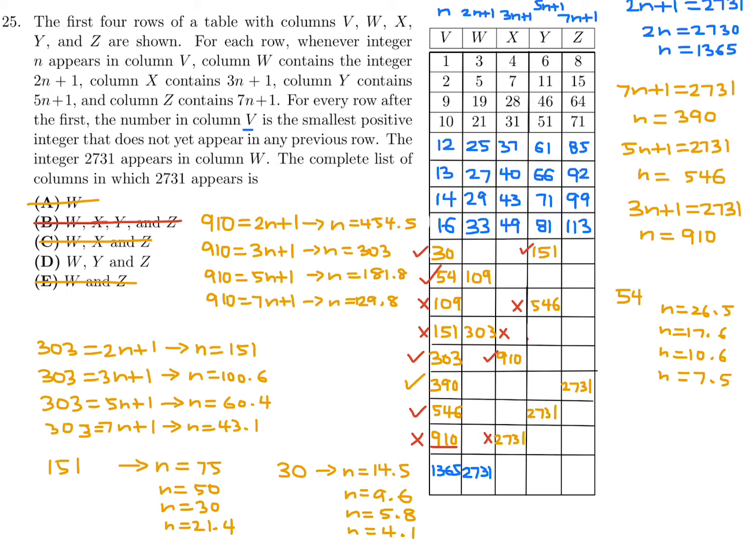So this is out, B is out, and therefore by thorough process, we have proven that the 2731 can only appear in W as they have stated in the question. We proved that it appeared in Z, and we proved that it appeared in Y, and it does not appear in X. So it appears only in W, Y, and Z, therefore number 25, the answer is D.